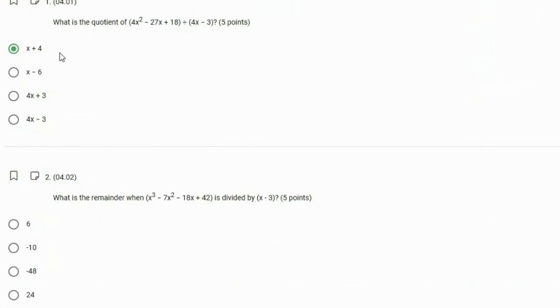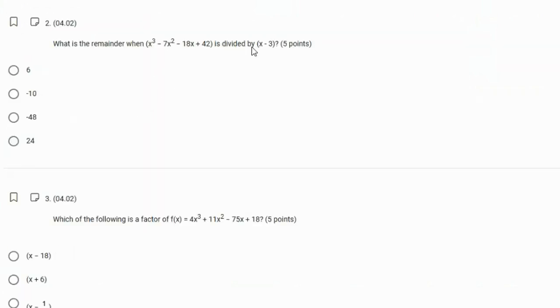Oh, I just clicked that. I didn't mean to select it as an answer. I don't know that that's right. Don't know. This one you can do synthetic division. It's just x minus 3.